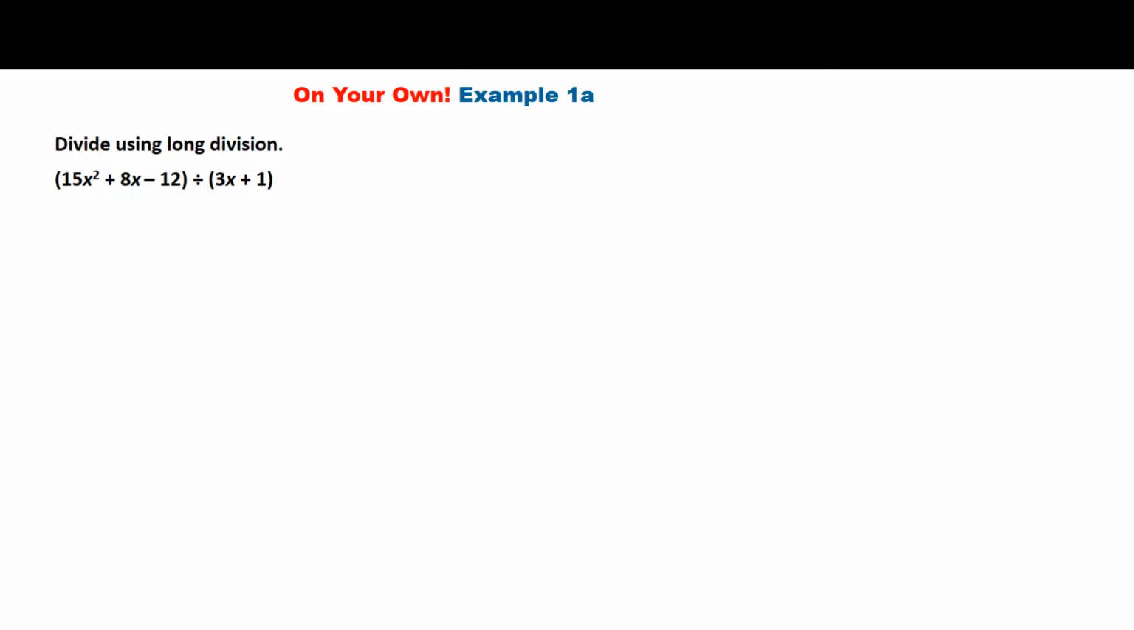We're going to divide, so let's go ahead and set it up. 3x plus 1. And let's check our exponents to make sure we don't need any placeholders. We have an x squared, we have an x to the first power, and so we have everything we need. So let's go ahead and set that up. 15x squared plus 8x minus 12. All right, so let's take a look and get started.